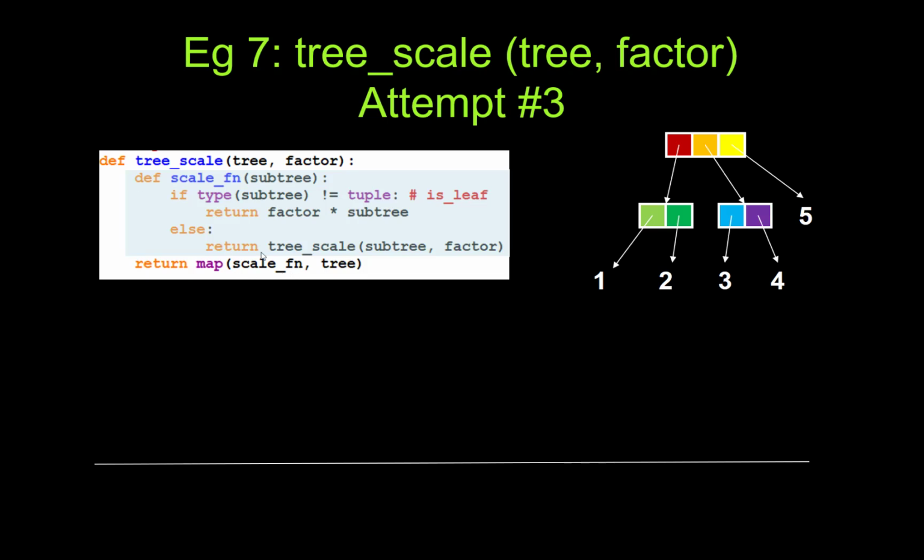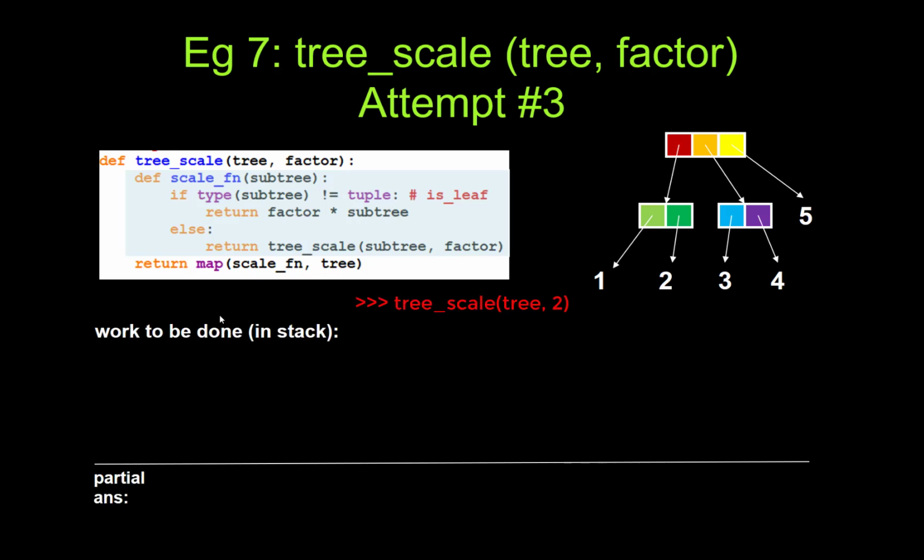So this function defines scale function subtree, as this initially is the tree. If the type of the subtree is not a tuple, which means it is a leaf, you return the factor times the subtree, meaning that you return the scaling of that leaf by the factor. Otherwise, you return tree_scale, a recursive call to the original function on this subtree to go to the next level. So the structure is preserved by the function map itself to do one child after another to preserve the hierarchy of a tree.